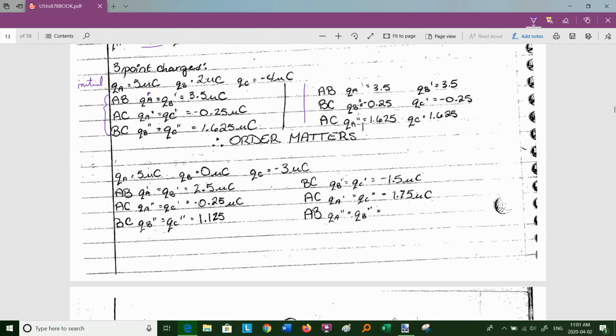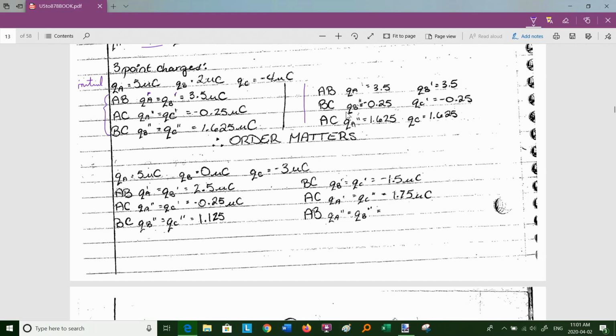So the final values on spheres A, B, and C depend on the order in which we do the touching and separating. Still, conservation of charge works, and for the net charge, let's see, 5 plus 2 is 7, minus 4 has to be 3. So if I take 1.625 times 2, and minus 0.25, I get 3. So you're just shuffling them up, rearranging them in different ways.